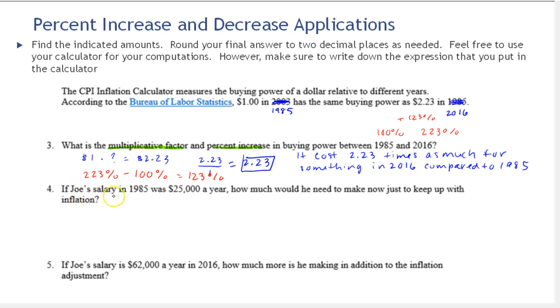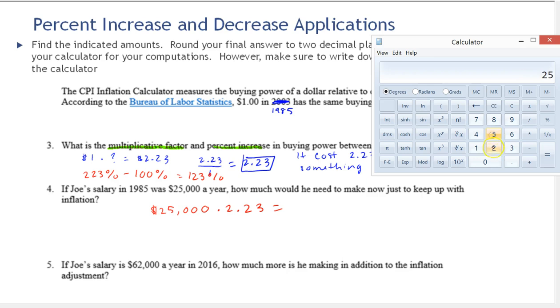Now, if Joe's salary in 1985 was $25,000 a year, how much would he need to make now just to keep up with inflation? Well, in 1985, we have $25,000, and in 2016, the buying power is 2.23 times as much. So we'll multiply by the multiplicative factor. And we have 25,000 times 2.23. So 55,750.